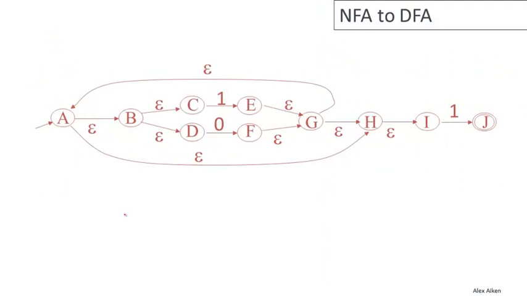So let's work through an example of constructing a deterministic machine from a non-deterministic machine. Here's the non-deterministic finite automaton that we built in the last video, and again, this is the one I used at the beginning of the video to define epsilon closure.